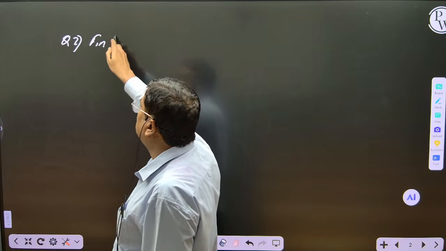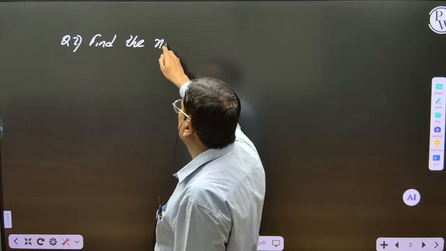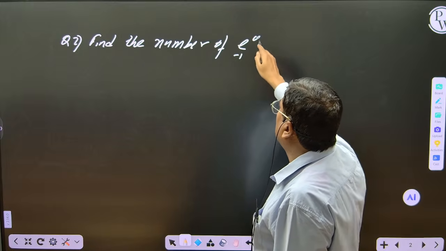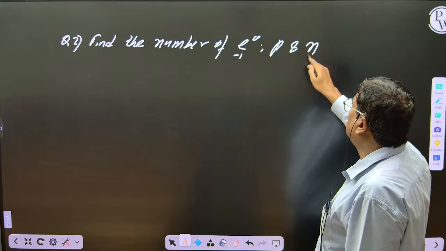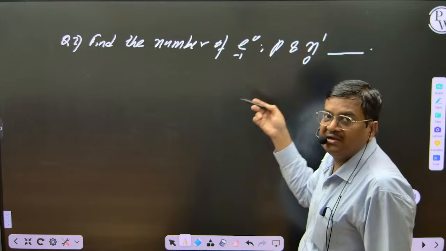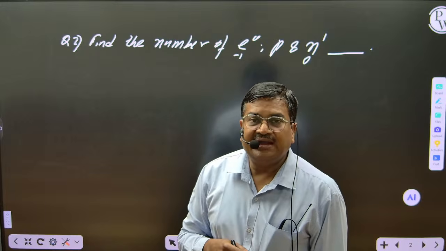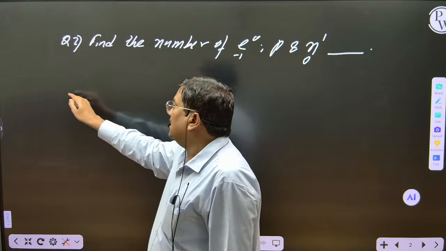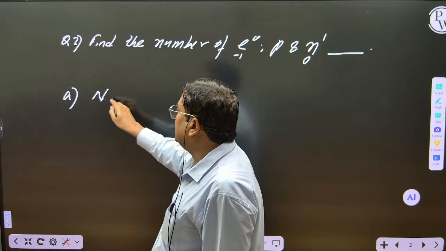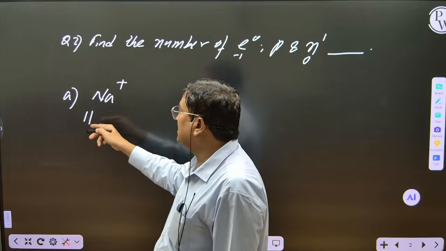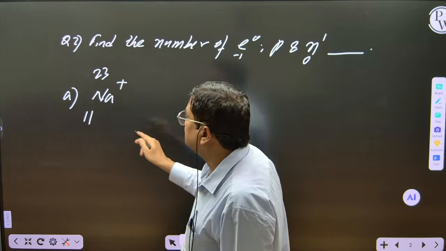Find the number of electron, proton, and neutron. Now see, previously I gave a neutral atom. Now I am giving you a charged particle. What is a charged particle? You know, cation. Cation will bear what charge, students? Plus charge, no? See, sodium cation I am giving: atomic number 11, mass number 23.